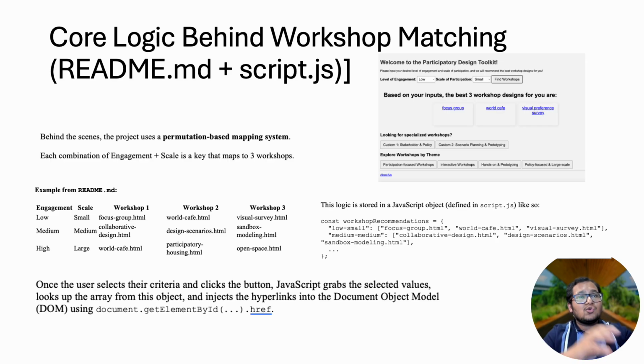This logic is then stored in a JavaScript object defined in the JavaScript like so. And once the user selects their criteria and clicks the button, the JavaScript grabs the selected values, looks up from the array of this object, and injects the hyperlink into the DOM. That's this element. This keeps the code lightweight and highly maintainable.